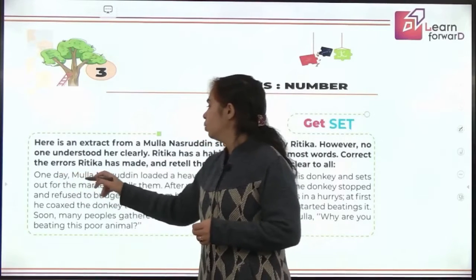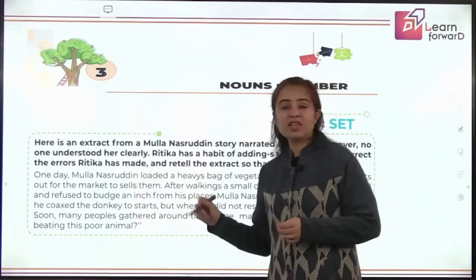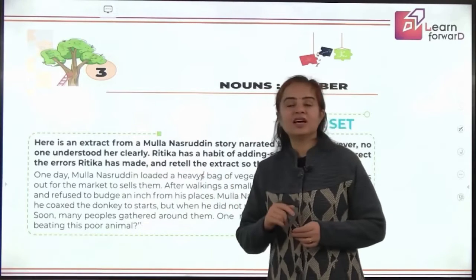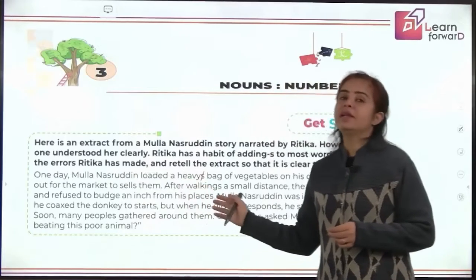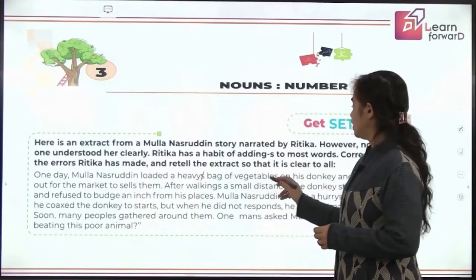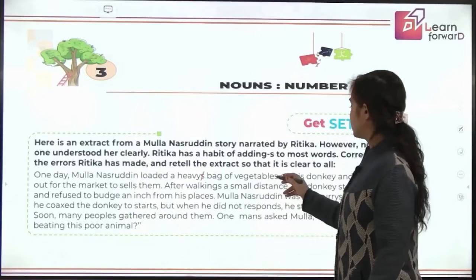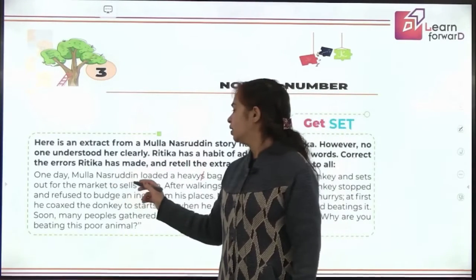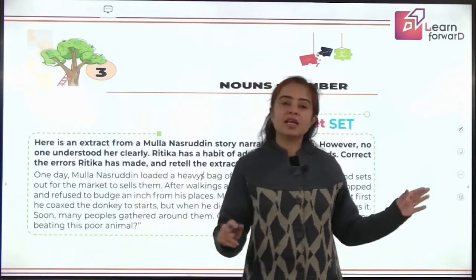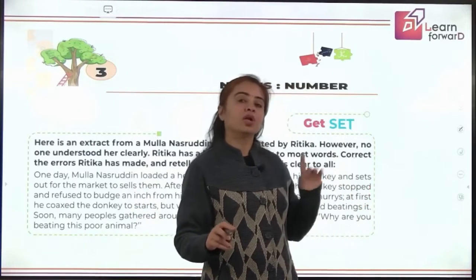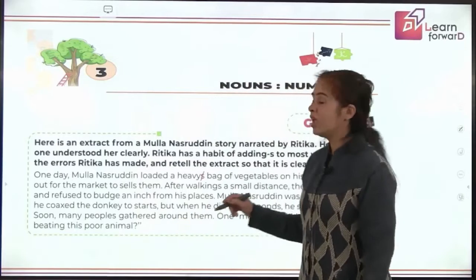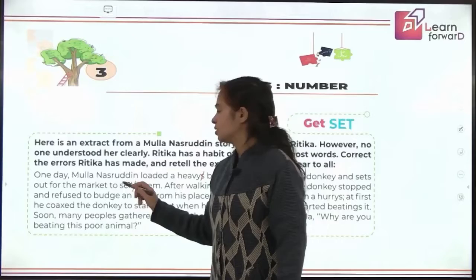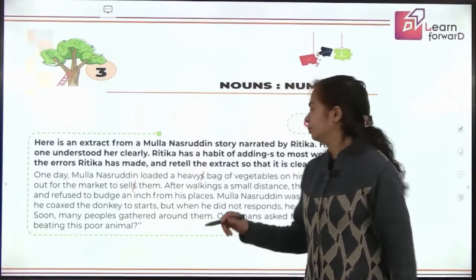One day, Mullah Nasruddin loaded a heavies bag. What is it? No, it will be just a heavy bag. So this is how you will be editing this passage. Sack of vegetables. Yes, of course, vegetables can have S. On his donkey and sets out for the market to sell them. See, sets is correct here because we are talking about one person. But when we add a verb after the word to, we do not add S. So it will be just to sell them.